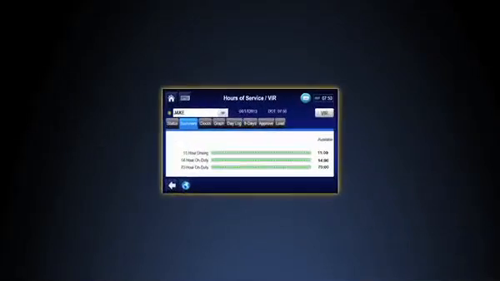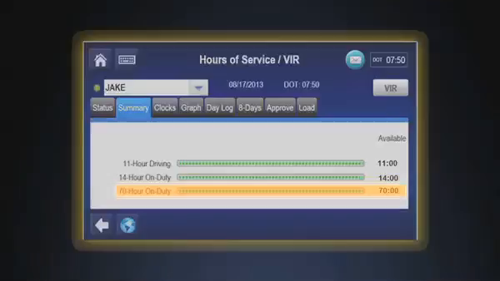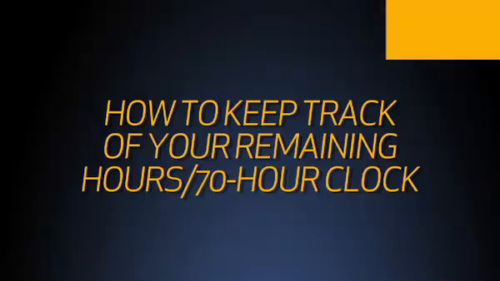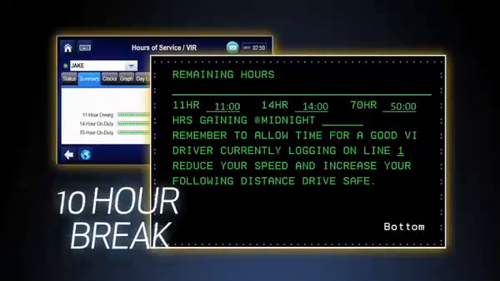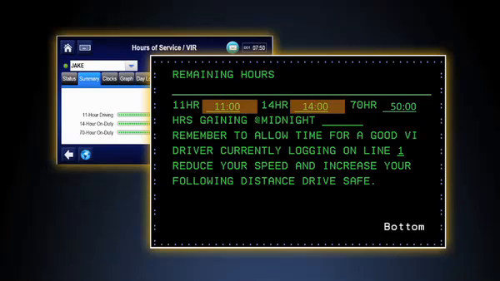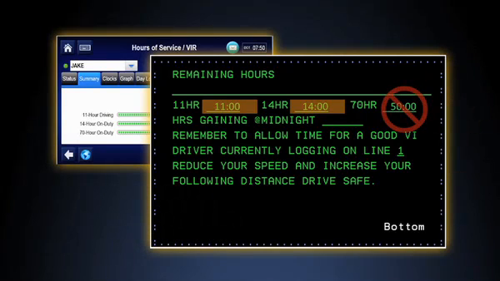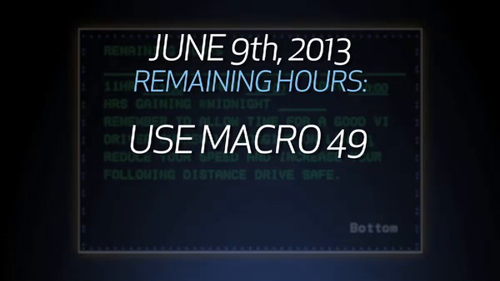As soon as the Hours of Service application is active, it's going to show that you have a full 11, 14, and 70 hours on your clocks. The accuracy of this will vary depending on where you are at in your break schedule. For example, you may have just completed your 10-hour break. Therefore, you will have a full 11 and 14-hour clock. However, you may be on the third day of your 8-day cycle, so you would not have a full 70-hour clock. On the activation date, send a macro 49 to verify your available hours for the day.